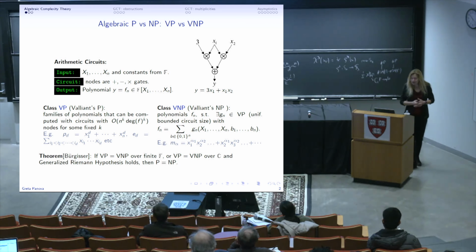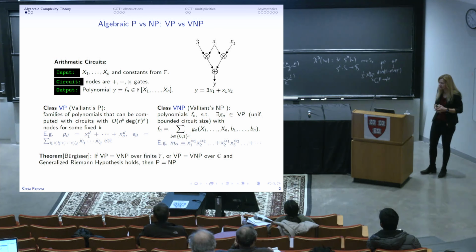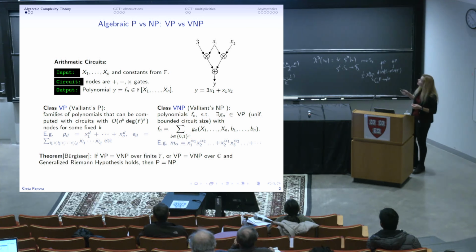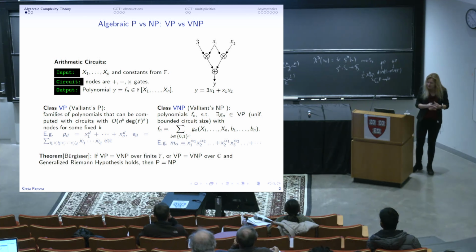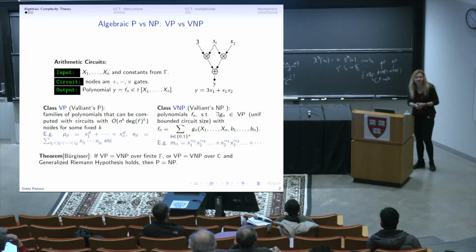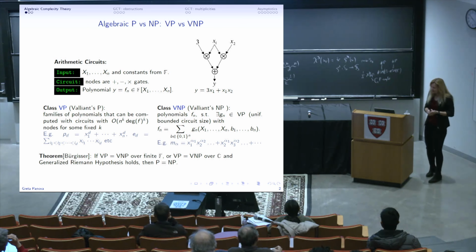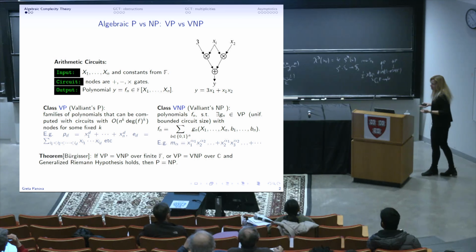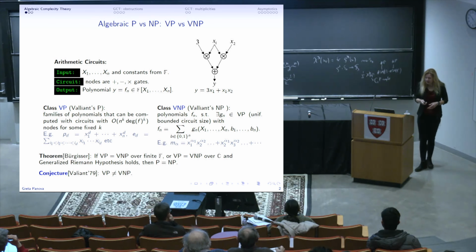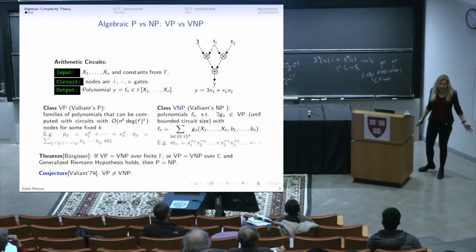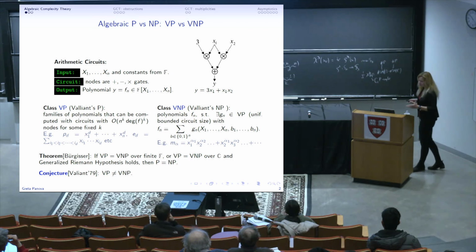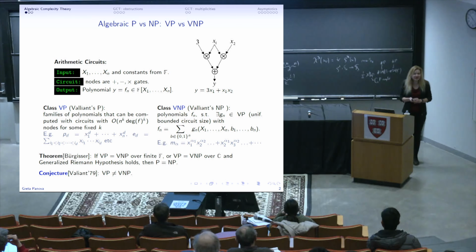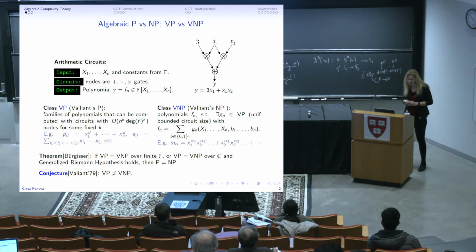Okay, so what's the connection with P versus NP? There is some connection. If VP is equal to VNP over a finite field of constants F, or over C, and the generalized Riemann hypothesis happens to hold, then P is also going to be equal to NP. So what do we believe? We believe, of course, that VP is not equal to VNP. And so this is going to be the main conjecture we're going to work towards. We're going to see how we could possibly try to prove this, that VP is not equal to VNP.